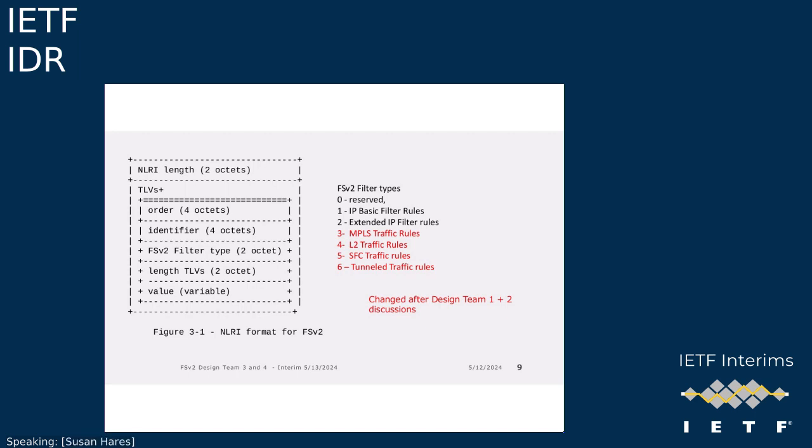We initially set IP basic filter rules to be the filter rules from V1, V2, no additions. The extended filter rules to have a version so we could add new filter rules, and then MPLS and L2 and SFC filter rules I've reordered, and tunnel traffic. So this type goes in the flow spec V2 filter type, and there's a type length value field which follows.